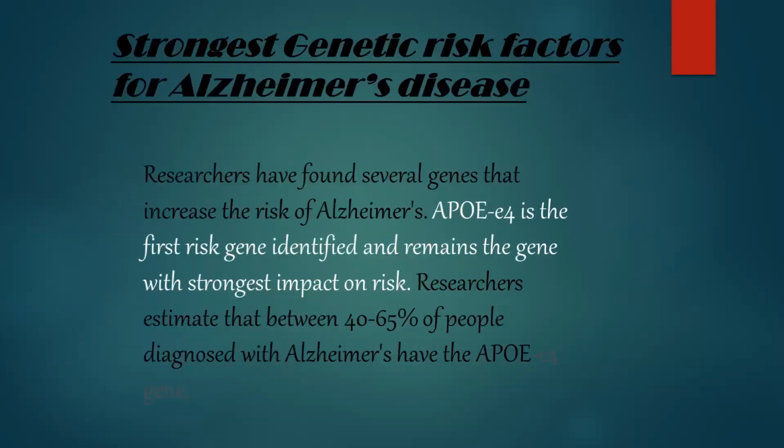Strongest genetic risk factors for Alzheimer's disease. Researchers have found just several genes that increase the risk of Alzheimer's. APOE4 is the first risk gene identified and remains the gene with the strongest impact on risk. Researchers estimate that between 40 to 65% of people diagnosed with Alzheimer's have the APOE4 gene.